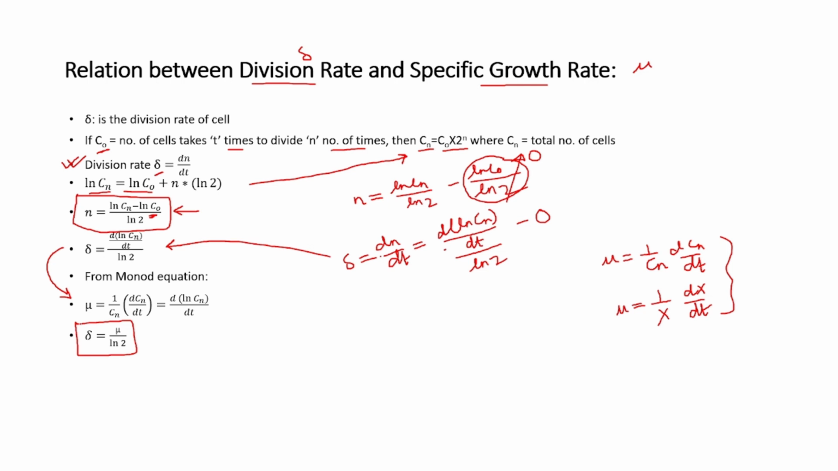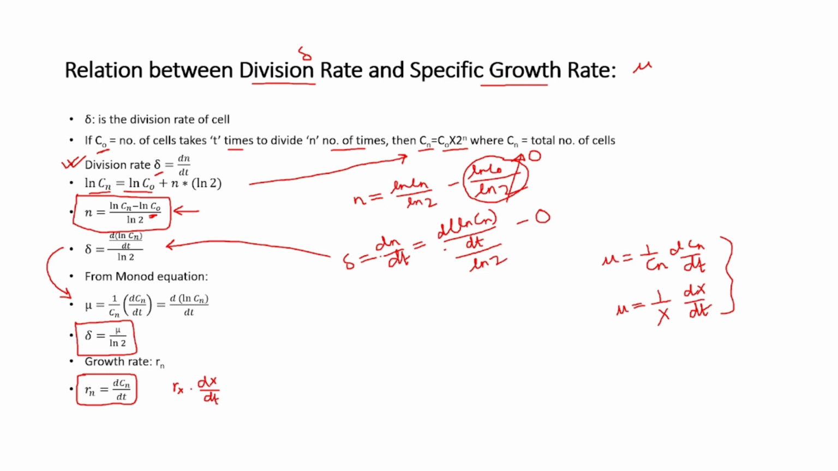Now the general growth rate is denoted as Rn, and Rn is defined as dCn by dt. This is the general expression of growth rate, simply growth rate. Sometimes people also write growth rate as dx/dt, same thing. People denote cell biomass as x, some people denote it as Cn, same thing.